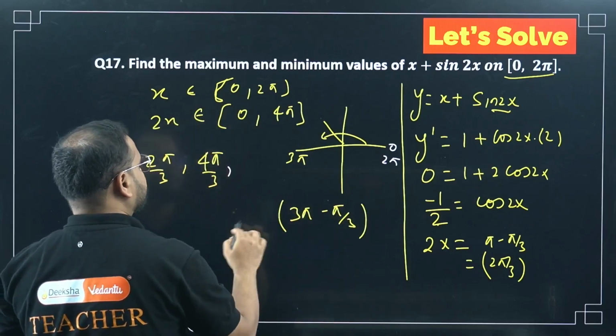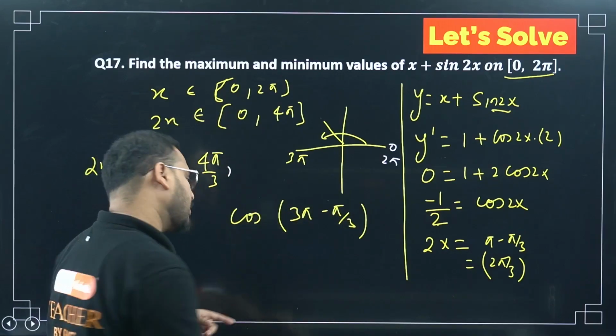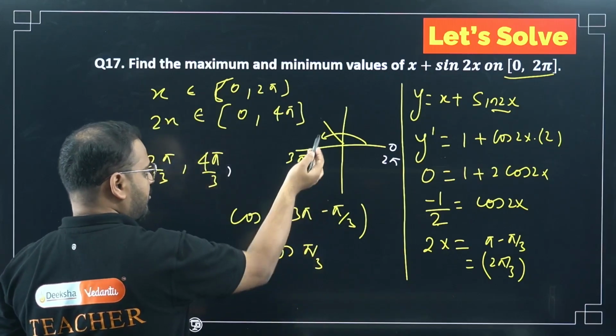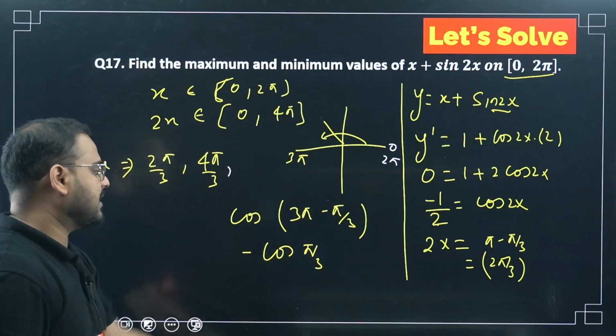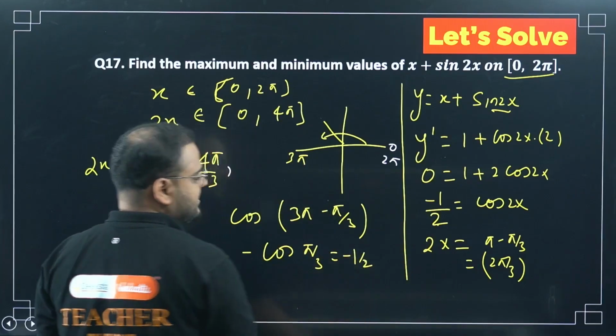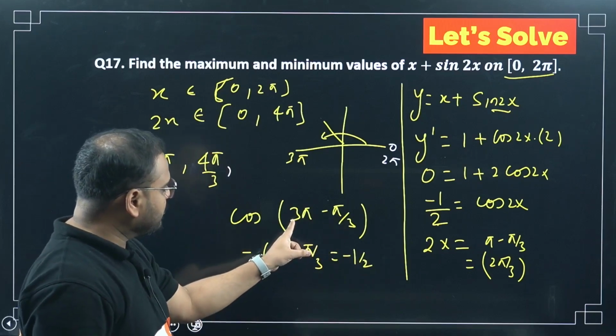Apply cos with it. Cos at 3 pi will be cos only. Angle is pi by 3. Which quadrant? Quadrant is second, so negative. What is the answer again? Minus 1 by 2. That's what we're looking for. Yes. What's my angle? 3 pi into 3.